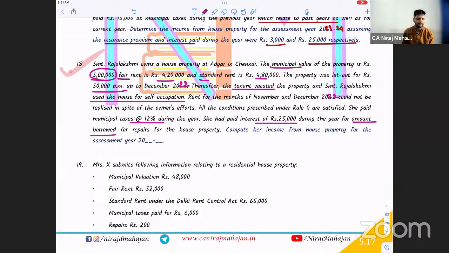She has paid interest of 25,000 during the year for amount borrowed, pay attention now. Amount borrowed means loan. So it is interest on loan, no problem. But for what purpose? Repairs. Allowed or not allowed? Allowed. Five purposes, remember that? Compute income from house property for AY 23-24.